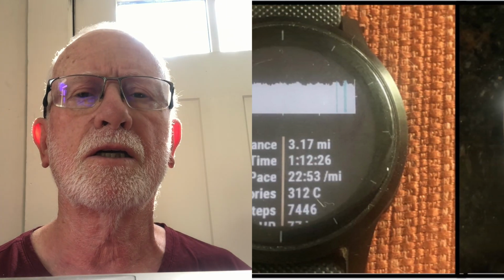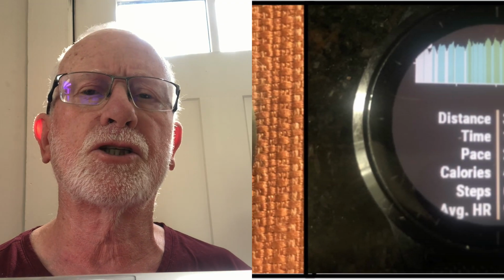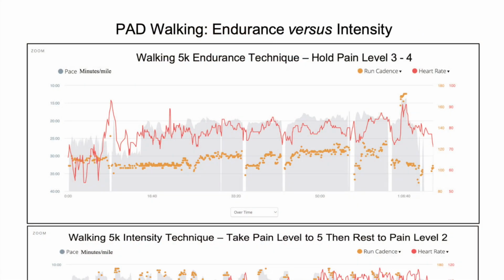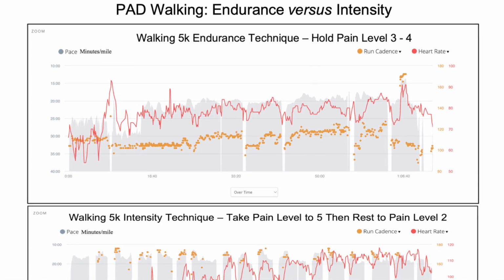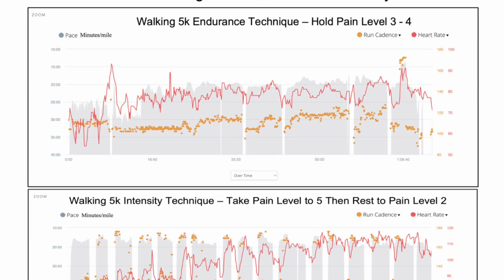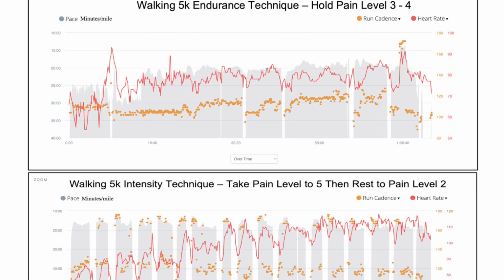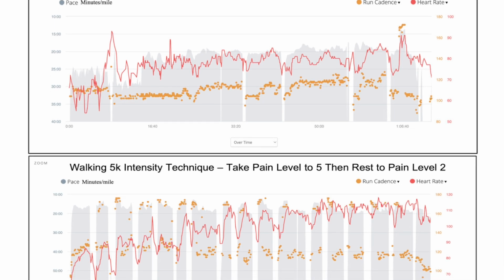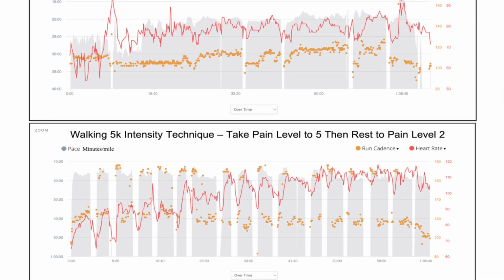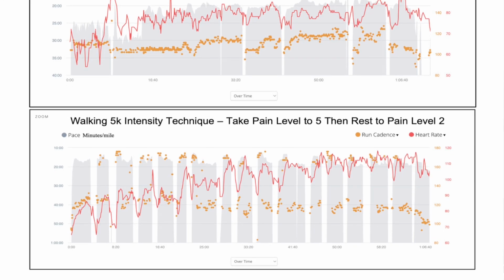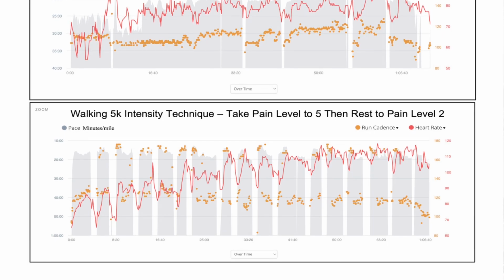Well, I created 2 graphs using my sports watch. I did the first one, endurance, where I kept the pain level between 3 and 4. And the second, that afternoon, a few hours later, I did intensity, where I took it up to 5, and I had to keep stopping. The difference between the two for the 5K distance was that intensity only gained me 5 minutes over the roughly hour it took me to cover the 5K, which is just over 3 miles.